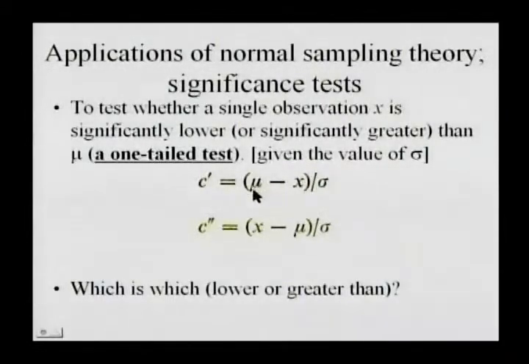So obviously this one, the mu minus x, your single observation, over sigma is less than, because we are going to get a positive number in this case. If the observation is greater than mu, then the C prime prime test statistic would be used, because we need to end up with a positive value. We saw in the previous formula for the two-tailed test that you got the difference between the observation and the mean, and it was the absolute value. So it was going to be positive anyway.